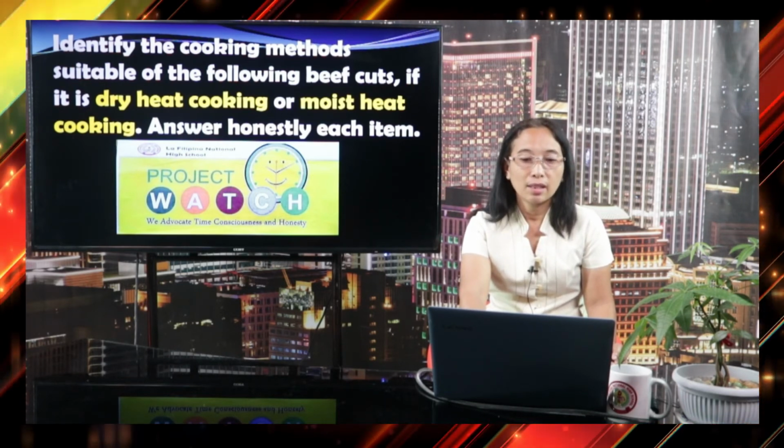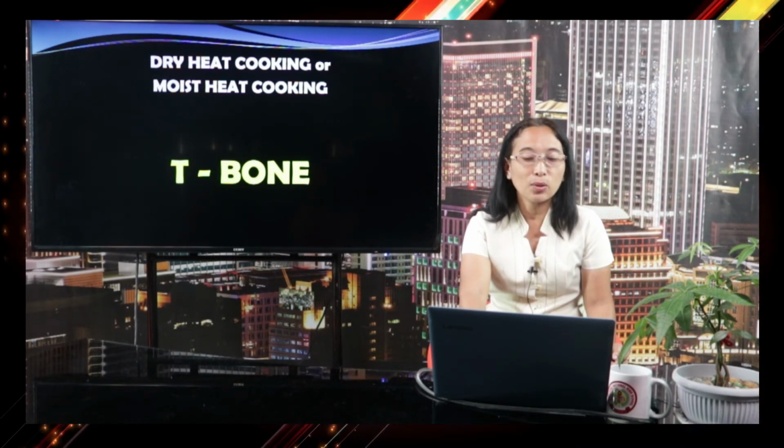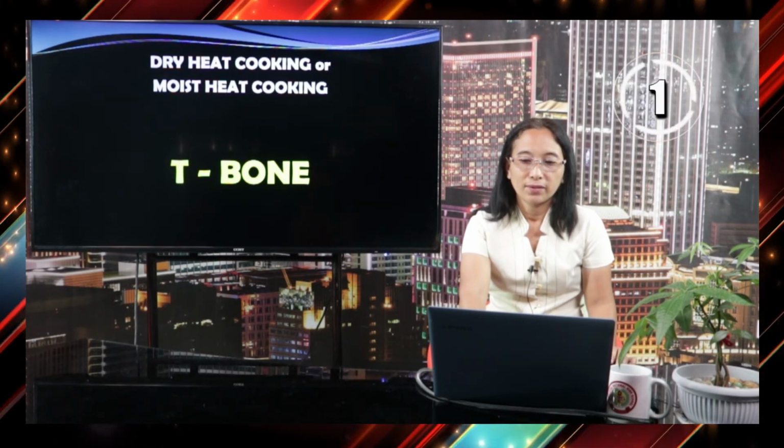Let's start. Number 1. T-bone. Is it dry heat cooking or moist heat cooking? The T-bone is suitable for dry heat cooking. Number 2. Flank. Is it dry heat cooking or moist heat cooking? Very good, students. The flank is suitable for moist heat cooking.